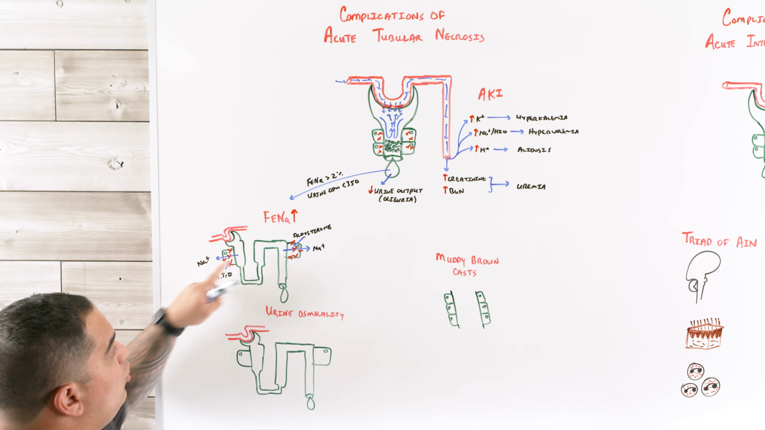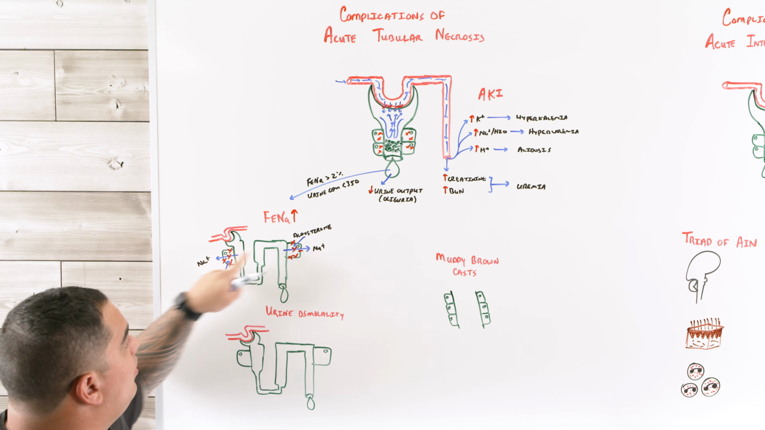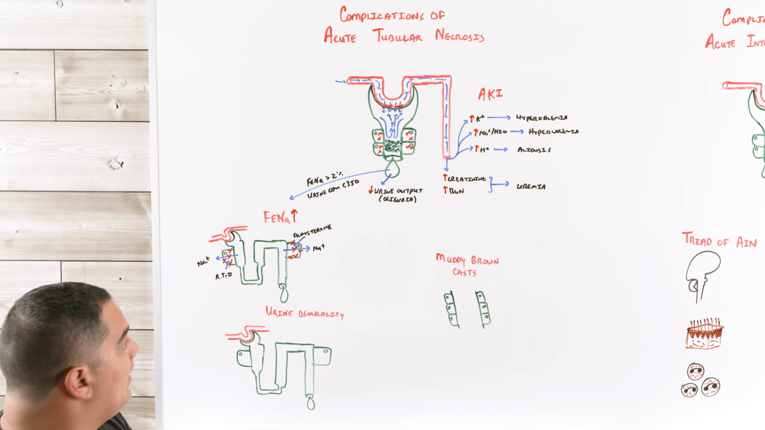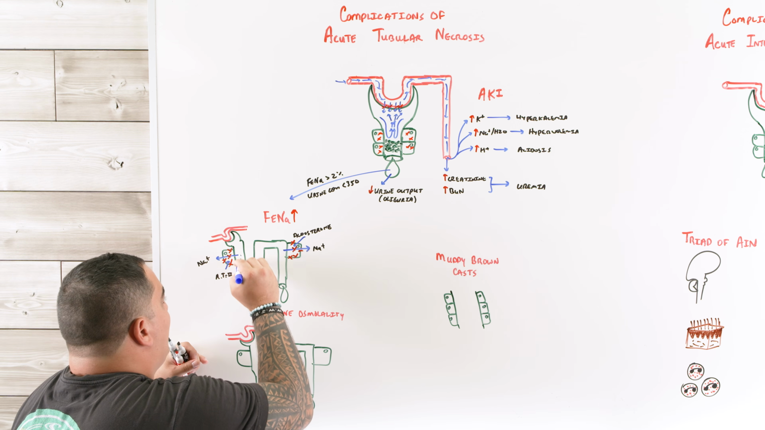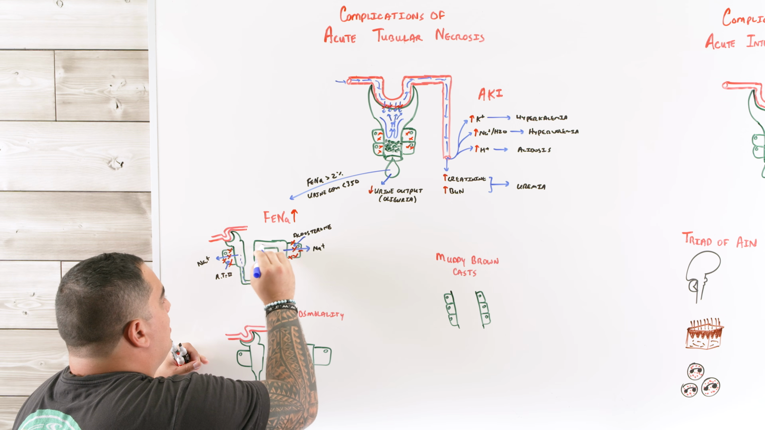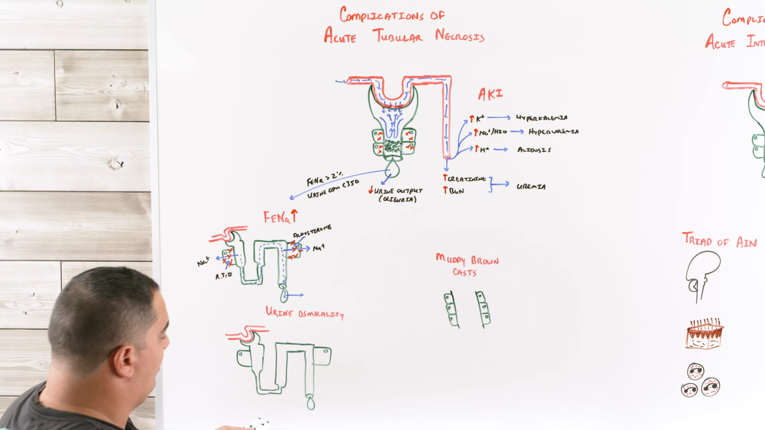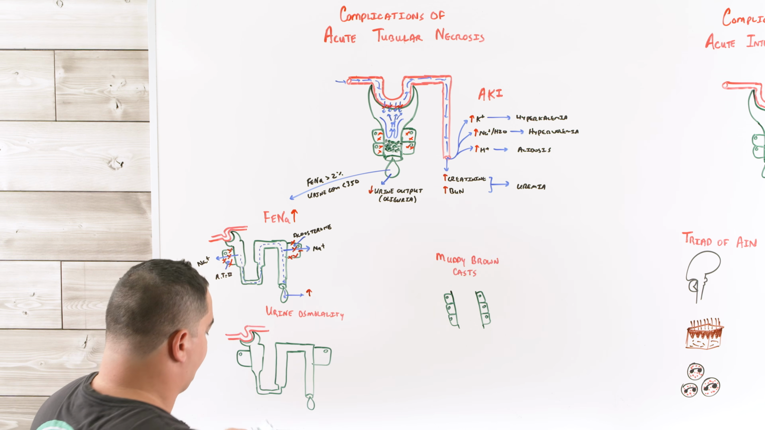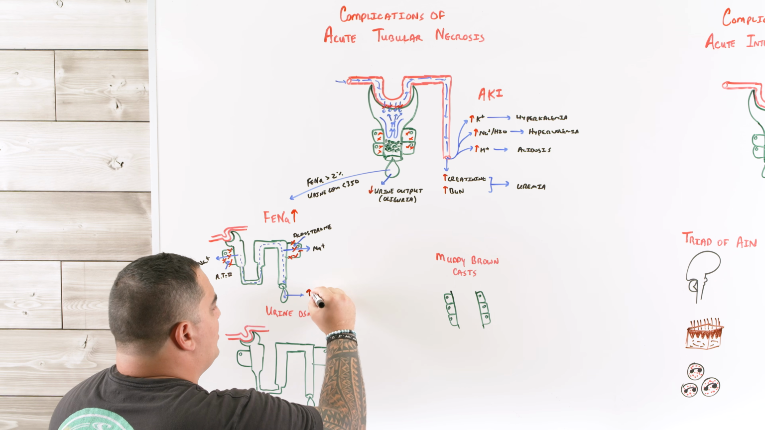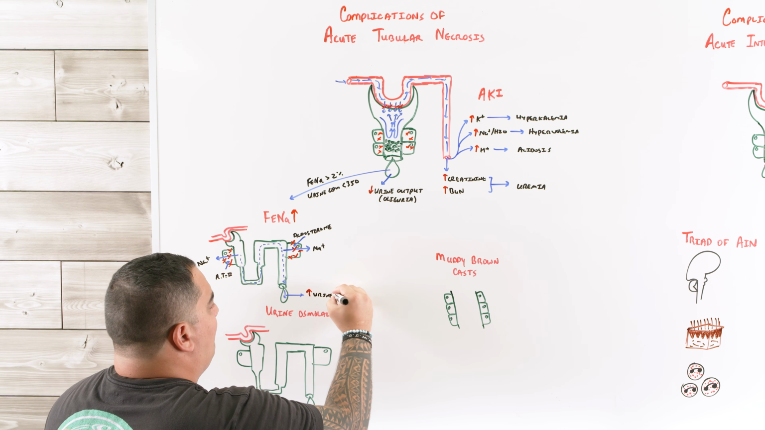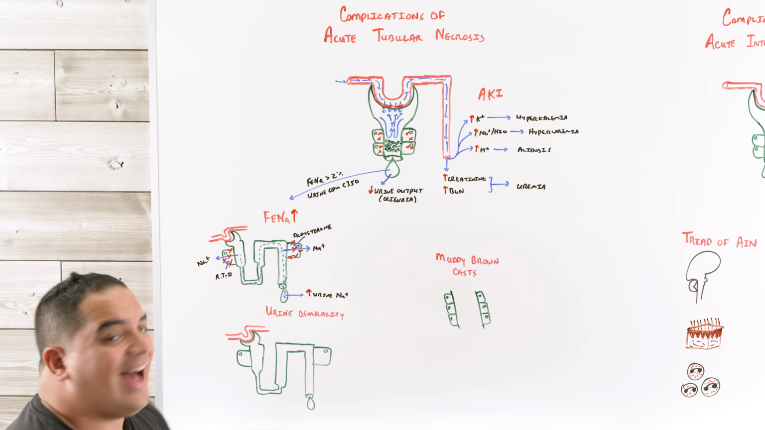As a result, you don't reabsorb sodium across the tubules. And so the sodium stays in the tubular system and gets peed out. And so these patients have a very, very high urine sodium. And when you look at their high urine sodium and you plug it into the equation of FeNa, it's going to give you a high FeNa.